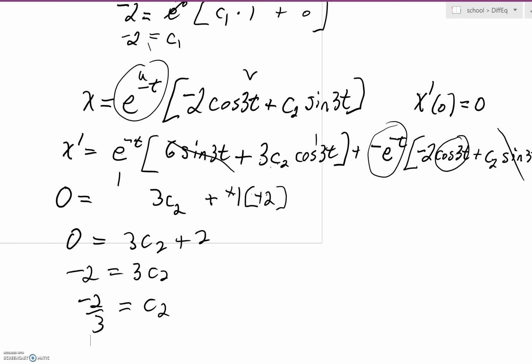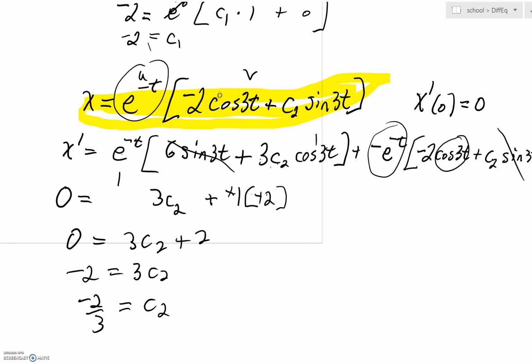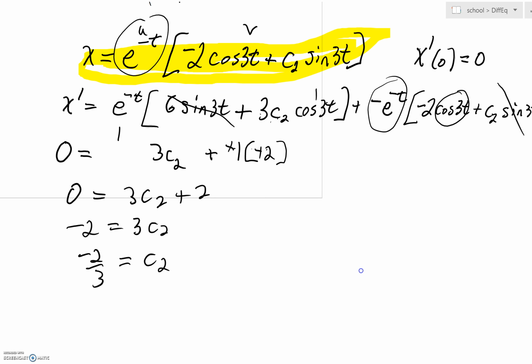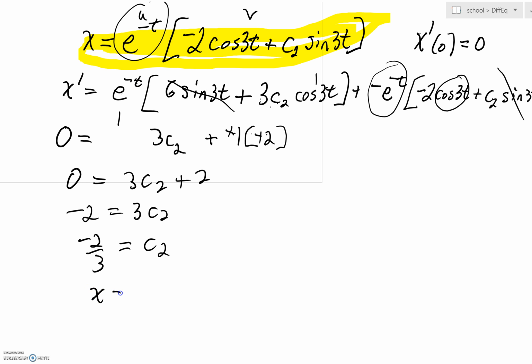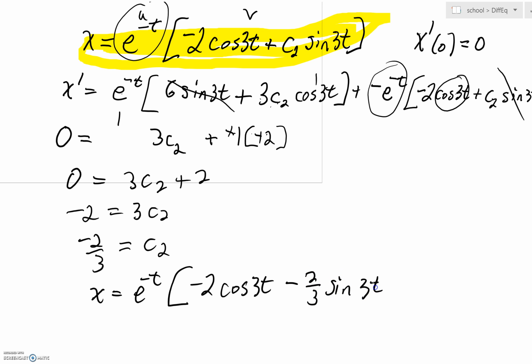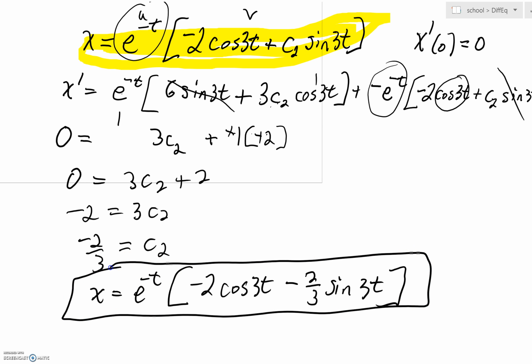Now, I do want to point out again that ultimately we already had up here what our equation should look like. Right now, we just have to put this all together. We'd say, well, what is x? X is going to be e to the negative t times negative 2 cosine of 3t, and then we've got our negative 2/3 sine of 3t. By the way, that's a legitimate answer. That's a wonderful answer. However, they did ask for the other form.